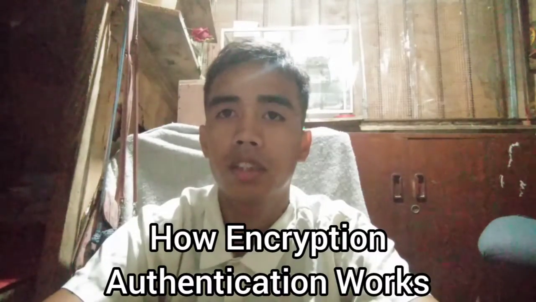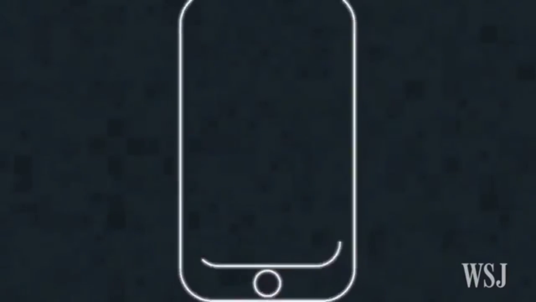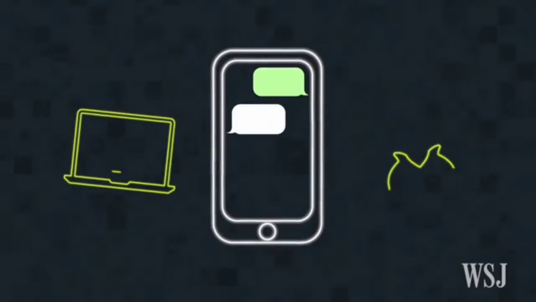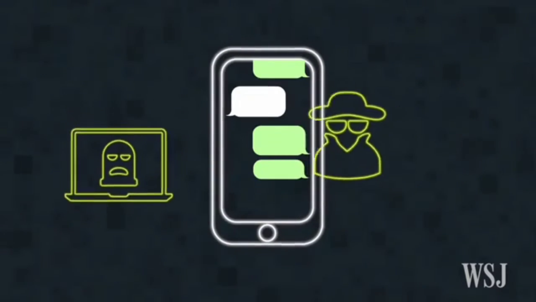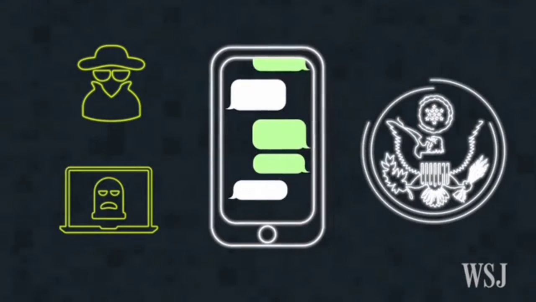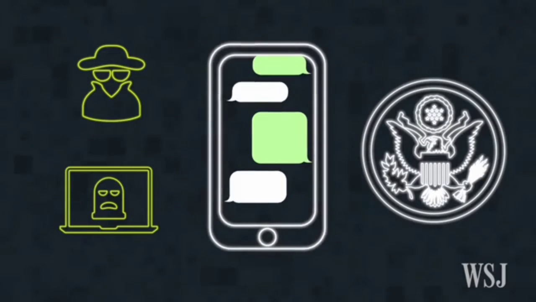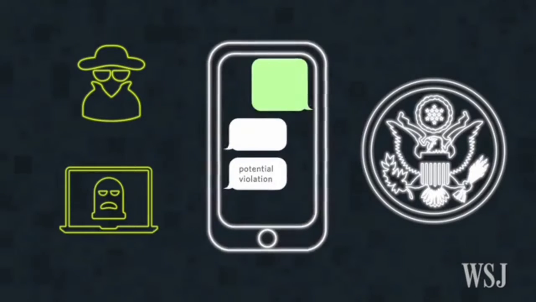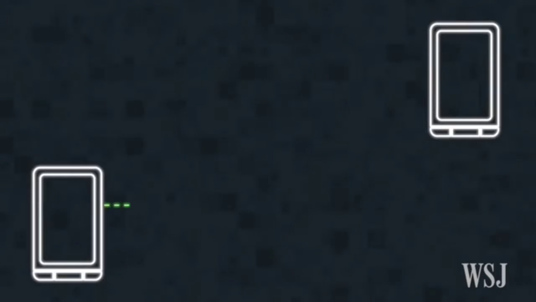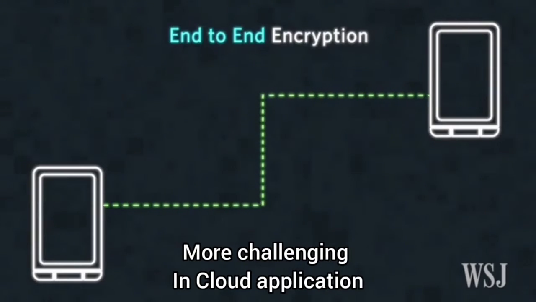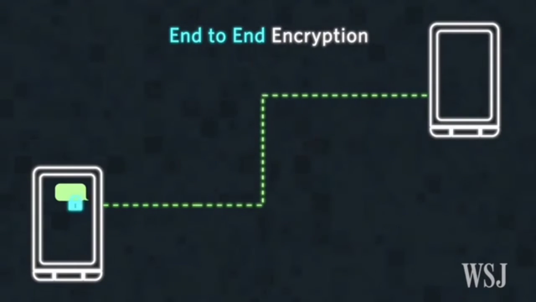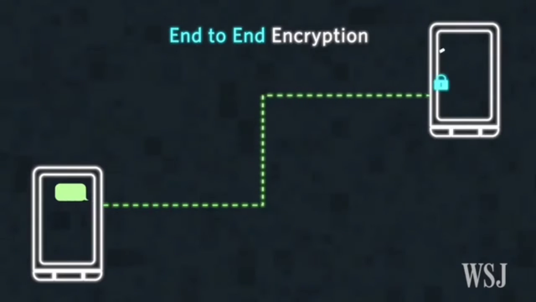How encryption authentication works. When securing a file on a machine that is not connected to anything, encrypted authentication is straightforward. Encrypt the file and save the key somewhere secure, ideally protected by a password. However, authentication is more challenging in cloud applications such as email encryption.